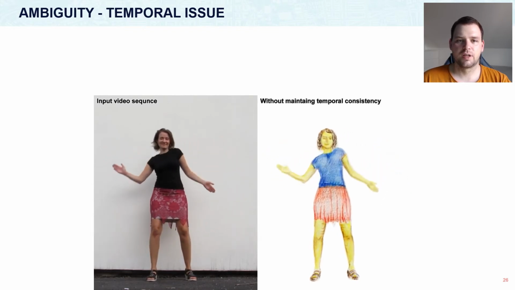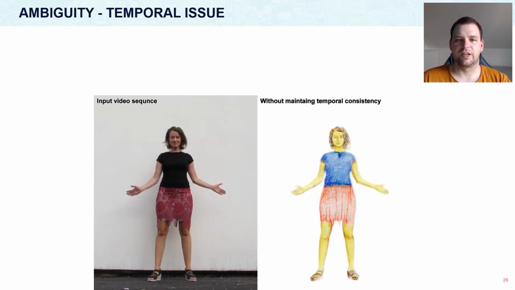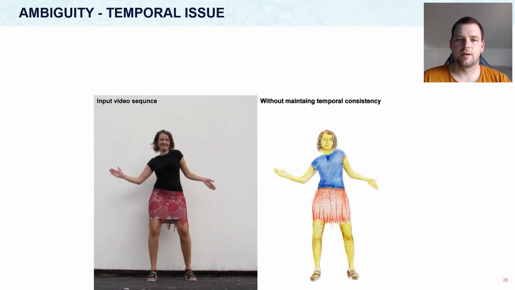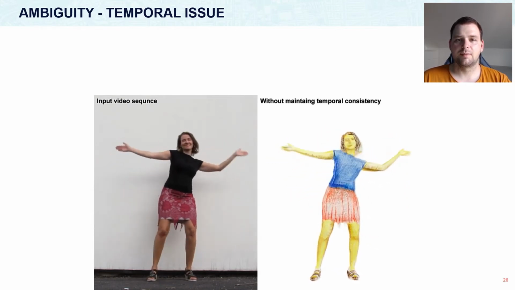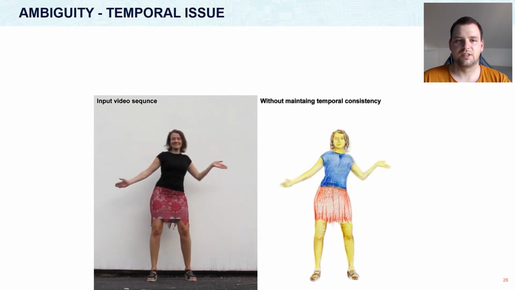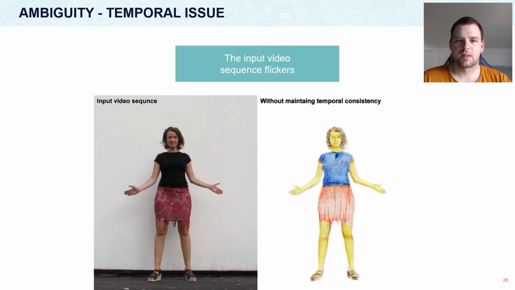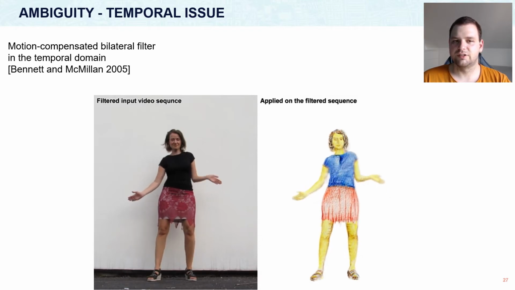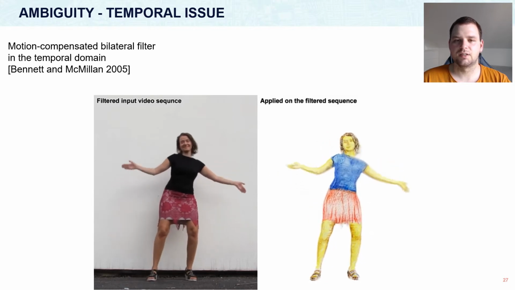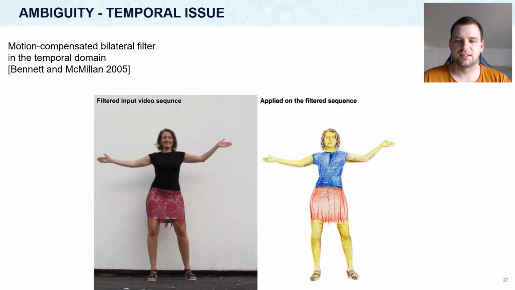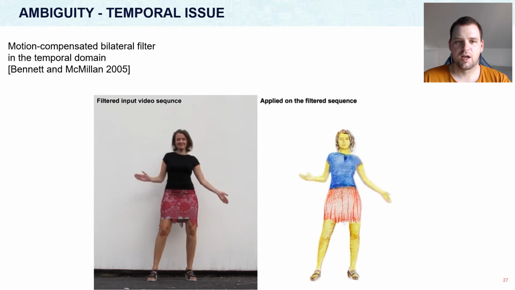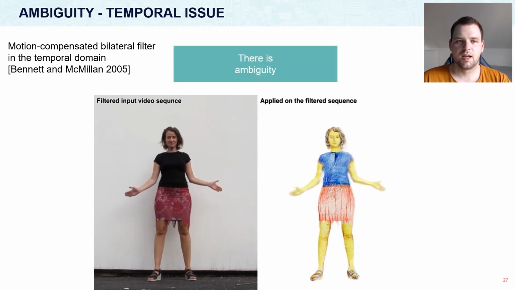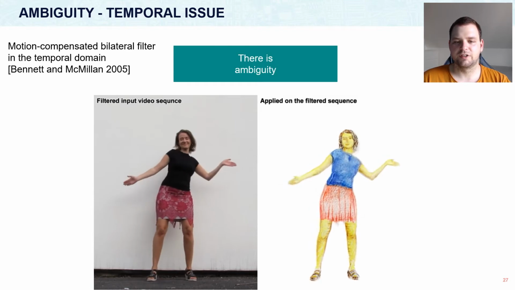Or not? Well, the output video flickers. It's not visible by the naked eye, but the input video sequence has some subtle noise and the network amplifies this noise. So, we can filter the input sequence using motion compensated bilateral filter in the temporal domain. And here's the filtered sequence and the new result. It flickers less, but it's still not perfect. And why is that? Well, it's because there's ambiguity during the training.